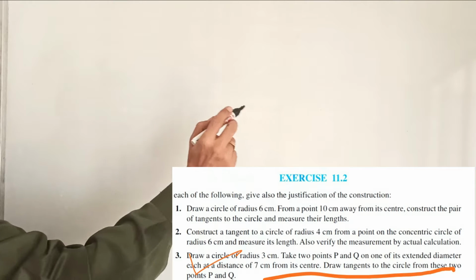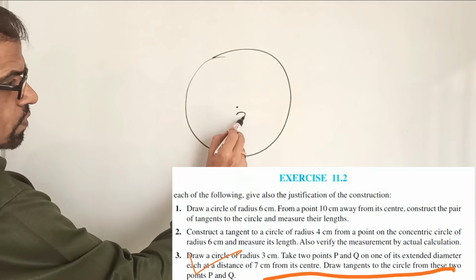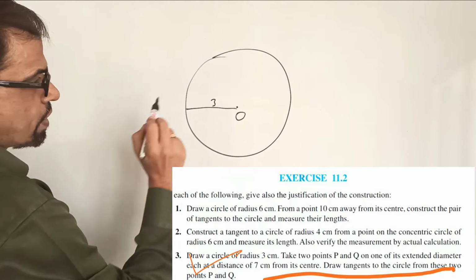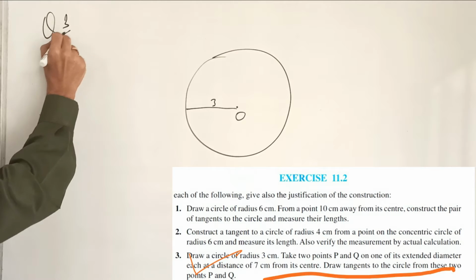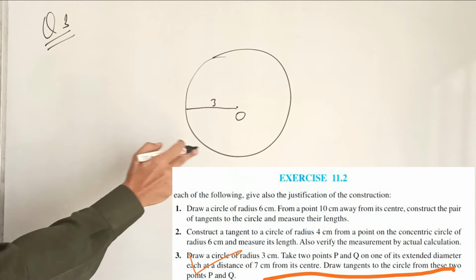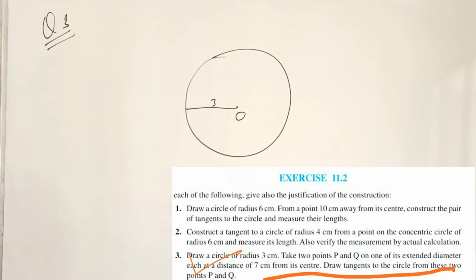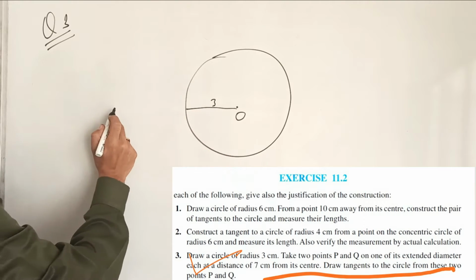As I discussed in my previous video, we have to draw one circle with center O and the radius is 3, that is given in the question. This is number 3 of exercise 11.2. Okay, student, you can see the question here in the video. What we have to draw? We have to draw tangents to the circle from these 2 points P and Q. What are P and Q? P and Q are on its extended diameter, each at a distance of 7 centimeter from the center.